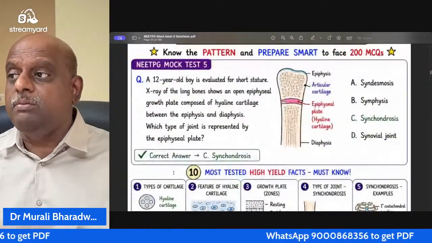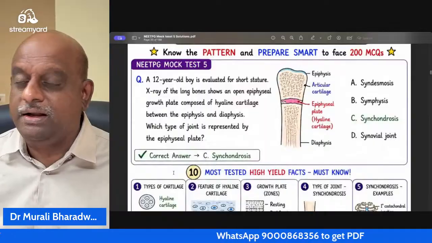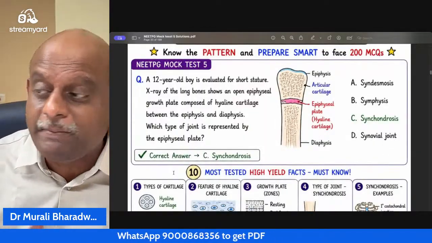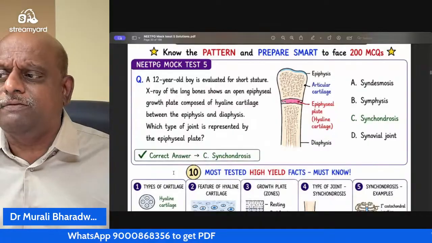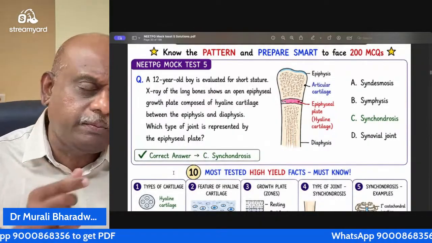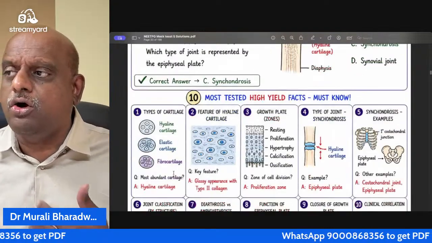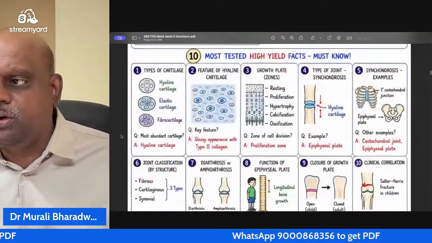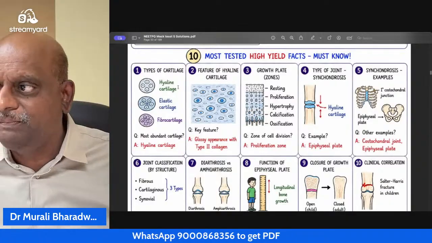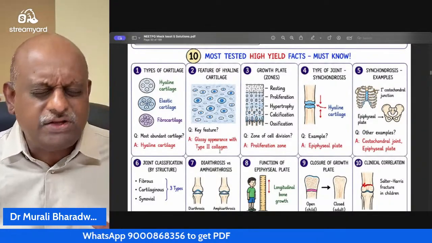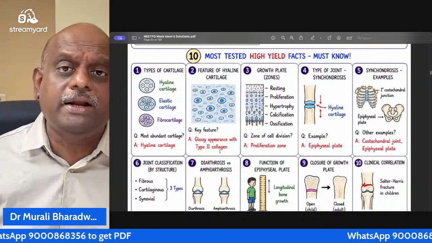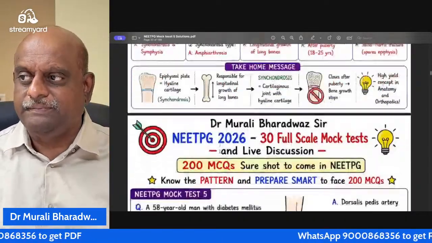A 12-year-old boy with short stature, X-ray of long bone shows an open epiphyseal growth plate composed of hyaline cartilage. So which joint is represented by the epiphyseal plate? Doctor, it is synchondrosis. Once more you should know, hyaline, elastic, fibro, 3 types of cartilage. So the glassy appearance with type 2 collagen, one of the favorite questions of the examiner, is hyaline cartilage.